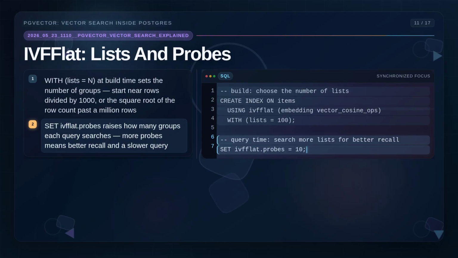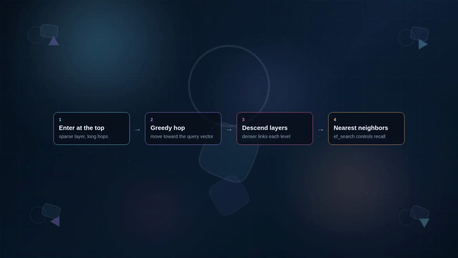The second knob is set at query time, and it is called probes. It controls how many of those groups each query actually searches. With probes set to 1, you search only the single closest group, which is fast but can miss. Raise probes and you search more groups, which improves recall at the cost of speed. Notice also that the index references cosine operations, which ties the index to the distance operator your queries use. The index and the operator must agree.